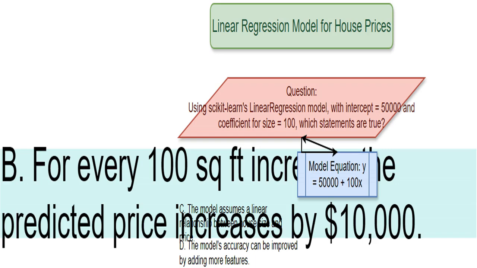This statement is incorrect. The coefficient is 100. That means for each extra square foot, the price increases by $100. Thus, for 100 extra square feet, the price increases by 100 times $100 equals $10,000.